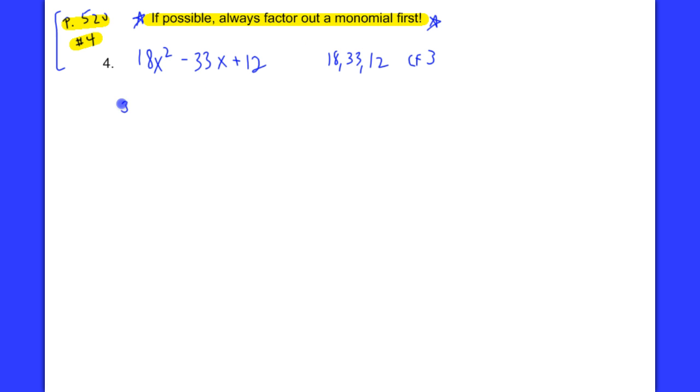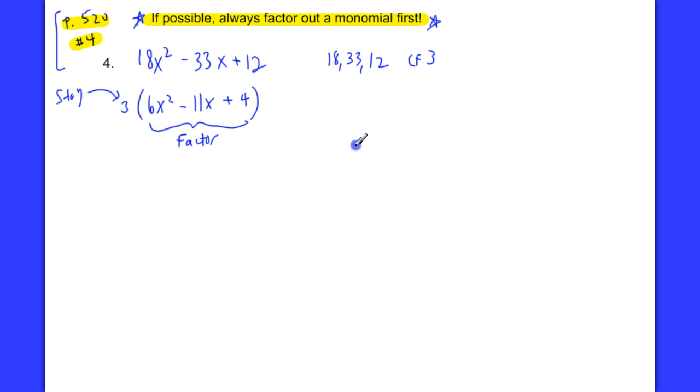So I'm going to divide out the 3 and copy this down, and 18 divided by 3 is 6. That's 6x squared. 33 divided by 3 is 11. 12 divided by 3 is 4. All right, so now what I want to do is factor this here, and that's what we're going to work on now. All right, now the 3 has to stay. Don't lose the 3. We just divided it out, but it has to be in there to get back to the original value of this particular trinomial. So we're going to factor 6x squared minus 11x plus 4 using the method from the previous video.